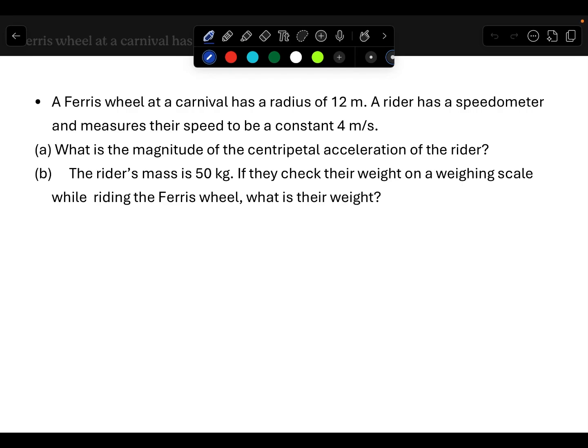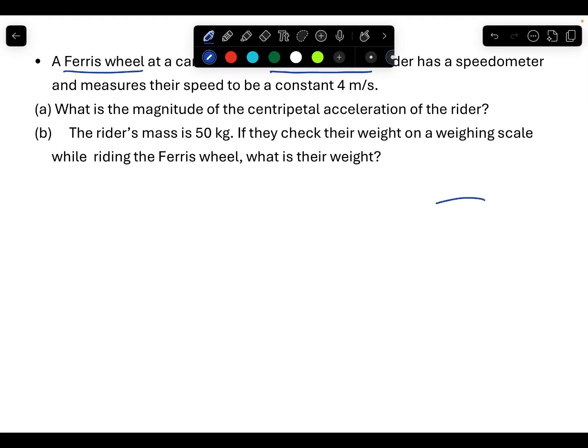Alright, so let's solve the problems that require us to understand forces. Here in this problem, we will apply the concept of centripetal forces. So let's look at the question. The Ferris wheel at this carnival has a radius of 12 meters.